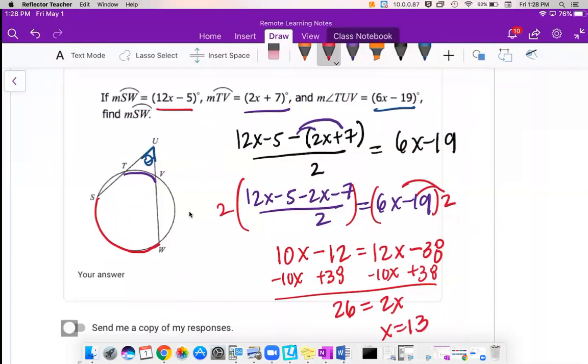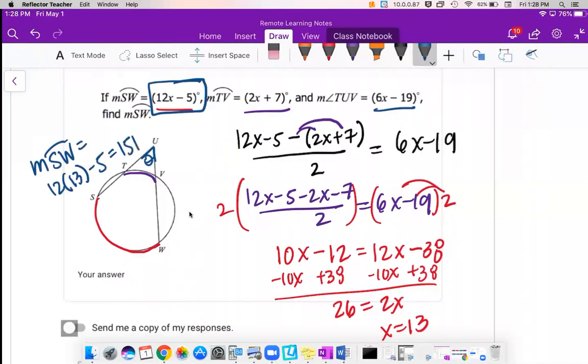And then they did want us to find the measure of arc SW, so you have to come back up here and plug it into this formula. So your measure of SW is equal to 12, x was 13, minus 5. So 12 times 13 minus 5 is 151 degrees. So the measure of this arc SW is 151.